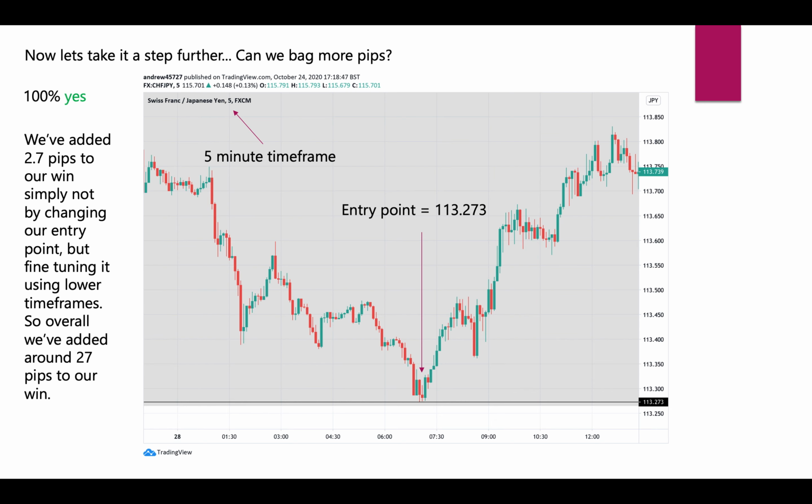That is a third of 100 pips, all right? Just think about that for a minute. All you had to do was lower the time frame. Easy.